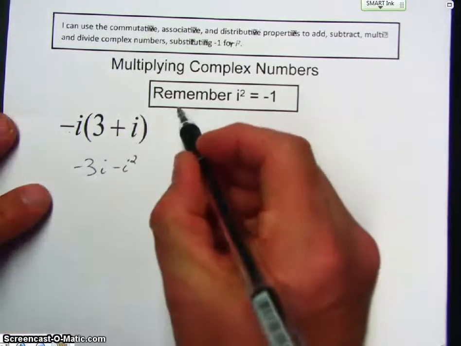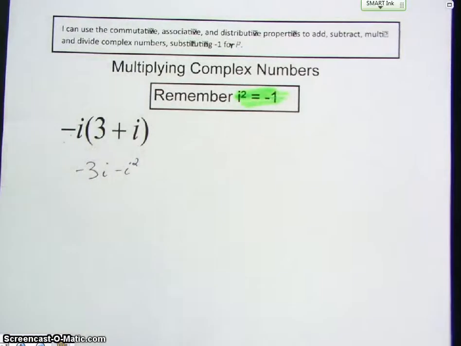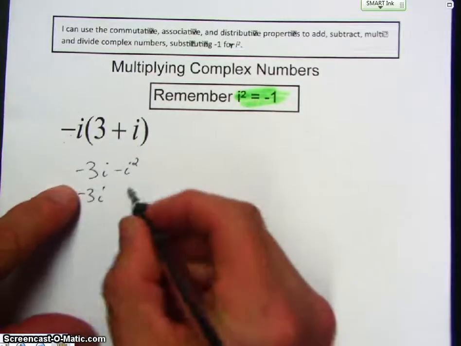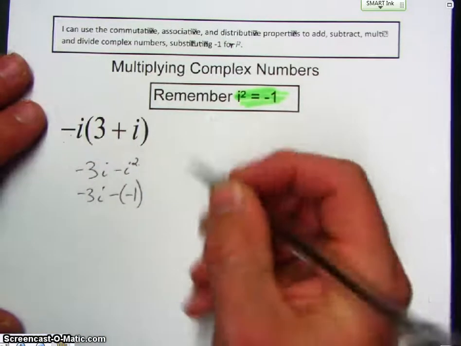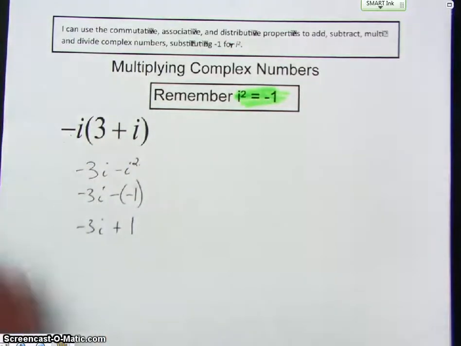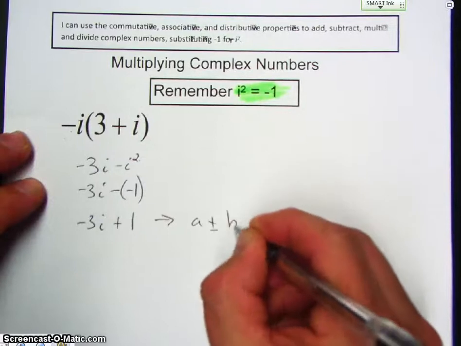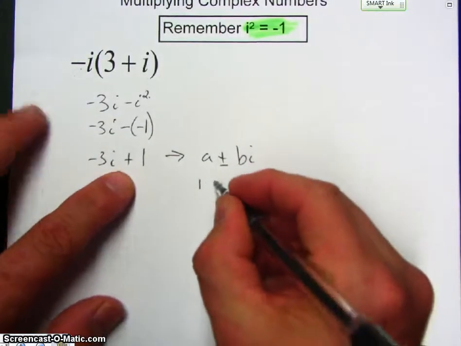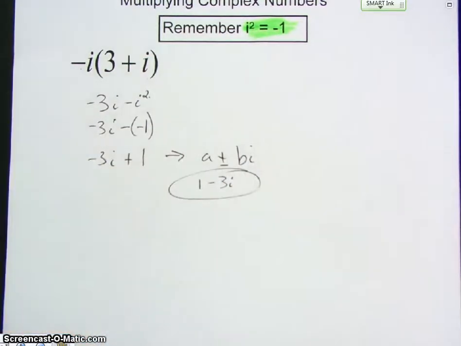All right? Now remember, this is always important to remember. i squared is equal to -1. So I have -3i minus i squared, I can replace as -1. So now I have -3i plus 1. All right, now make sure you put it in standard form. So standard form is a plus or minus bi. So in this case, it will become 1 minus 3i. And that will be your answer.